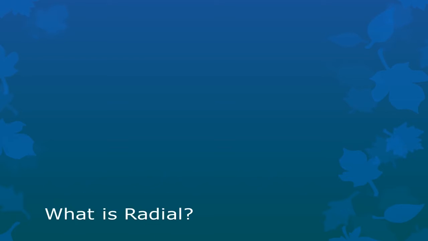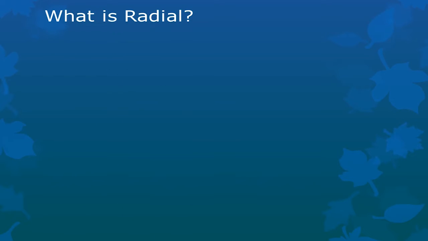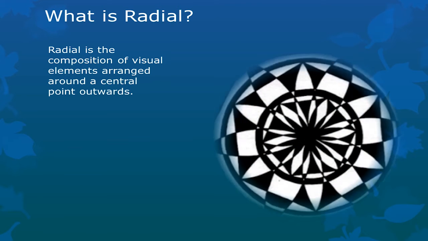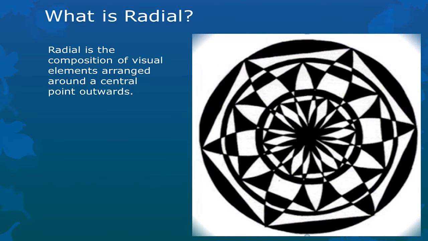The last form of balance is radial. What is radial? Radial is the composition of visual elements arranged around a central point outwards. Let us see an example. Notice how the picture or image pulls your eye to the center and moving outwards. The arrangement of objects starts from the center moving outwards.